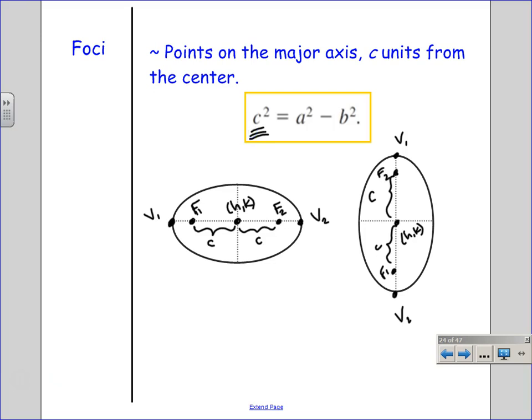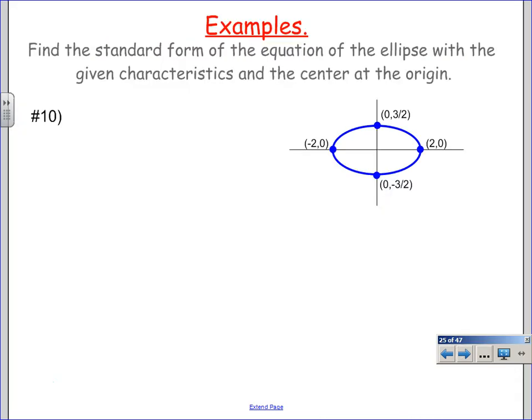Do you guys get your c squared equals a squared minus b squared? Why does it need to be a squared minus b squared? Isn't a the farthest out you go from the center for an ellipse? Doesn't c need to be something inside that, so there needs to be subtraction? It's like the Pythagorean theorem, but not.